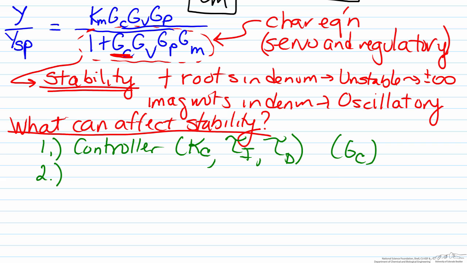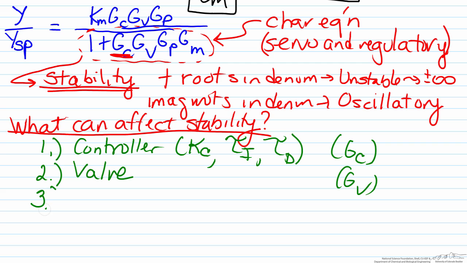The second term in our denominator is GV. So therefore, the valve can affect our stability. What this means is that by switching valves from equal percentage to linear, or just replacing the valve, if you replace one valve with a slightly different valve, that can greatly affect the stability of the system. Therefore, any change to a valve that you make will require a change in your controller tuning parameters in order for this to work.